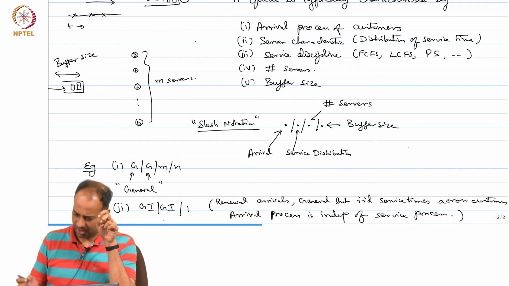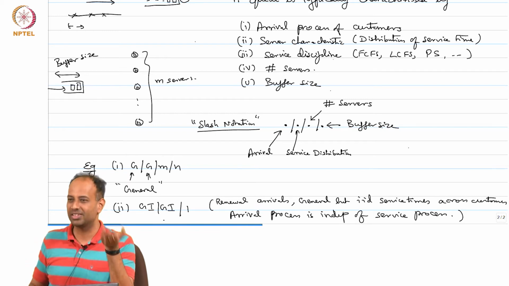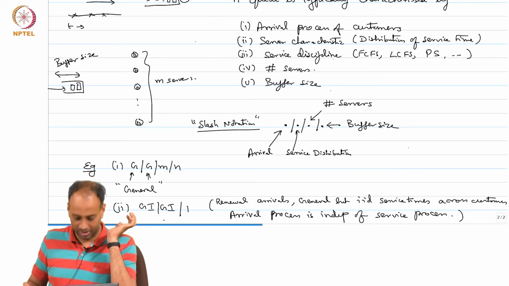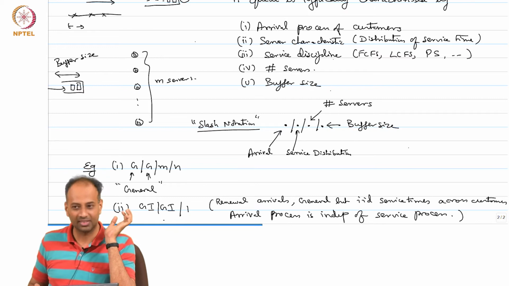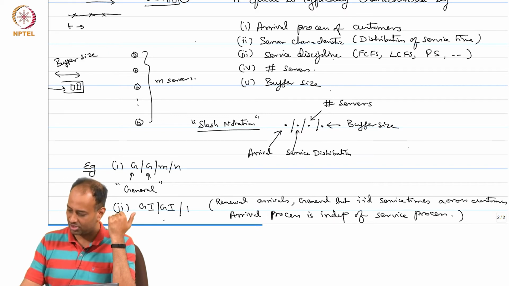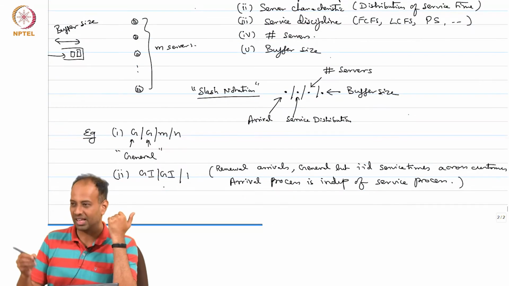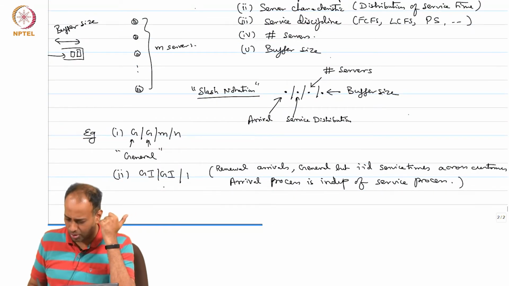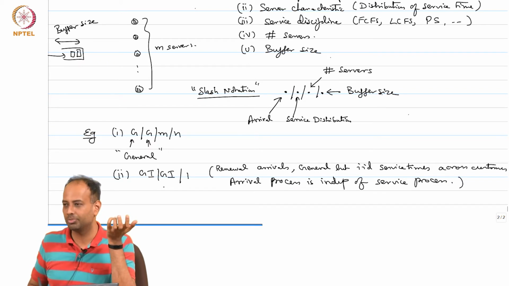Usually I should mention that the service discipline is mentioned separately. It is usually not a part of this slash notation. So you will typically say GI/1 queue with last come first serve, or first come first serve, whatever. It is not included in this slash notation usually, and often when there is no service discipline specified you should assume first come first serve, just like when there is no buffer size specified you assume infinity.